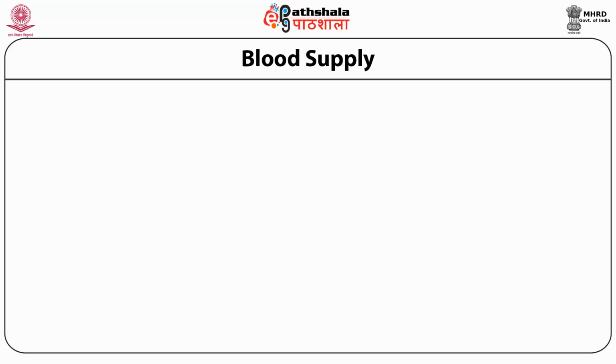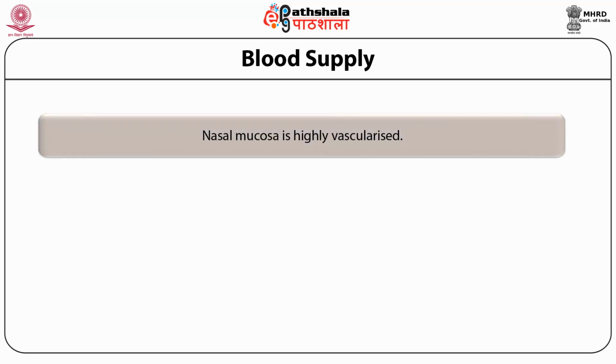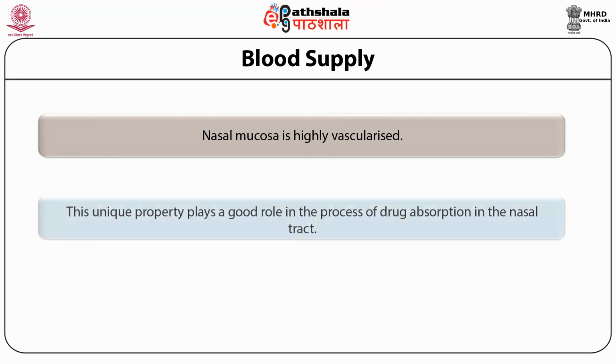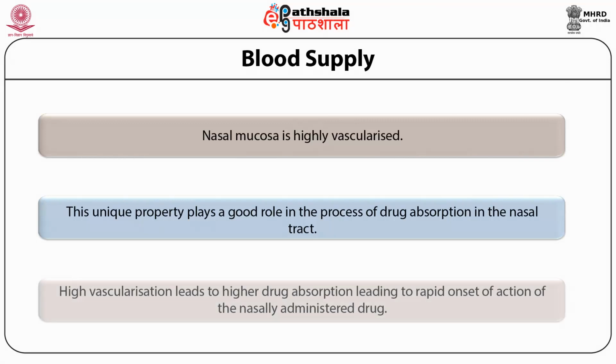We now move on to the next parameter, and that is the blood supply. The nasal mucosa, as we all know, is highly vascularized. This unique property plays a good role in the process of drug absorption in the nasal tract. High vascularization leads to higher drug absorption, leading to rapid onset of action of the nasally administered drug. This eventually becomes one of the major advantages of nasal drug delivery systems.